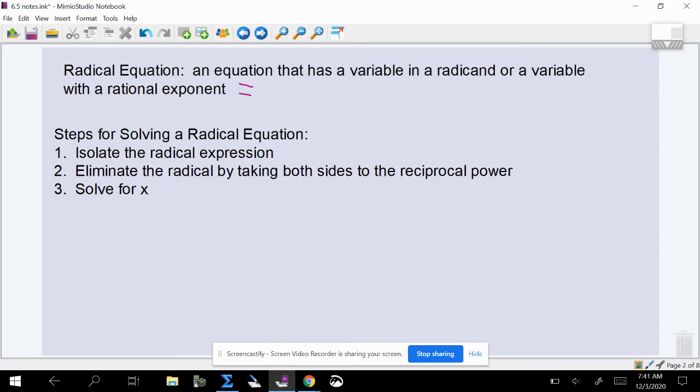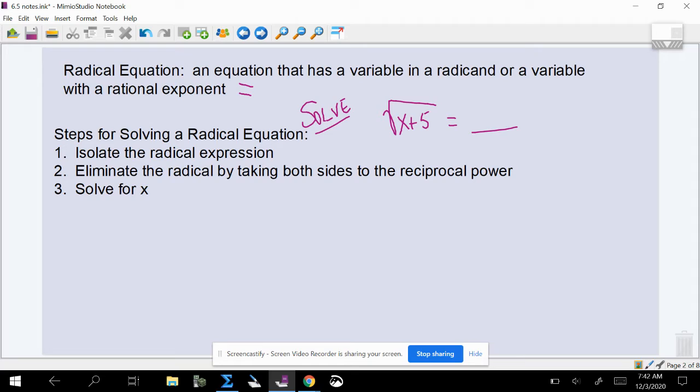So these are going to be ones that have things like the square root of x plus 5, and then an equal sign, and then some sort of number over there. That's called a radical equation. The directions for a radical equation will say to solve. The goal is to figure out what value or values of x make it true.